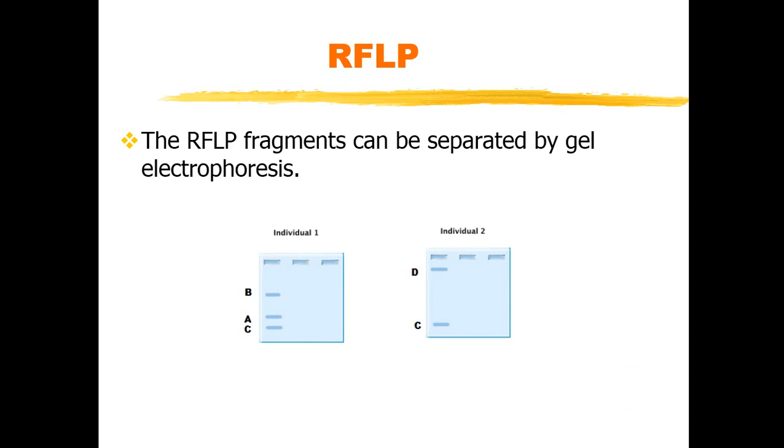So when the samples are electrophoresed, individual 1 will show 3 bands and the sample from individual 2 will show only 2 bands. This is because of variable number tandem repeats.